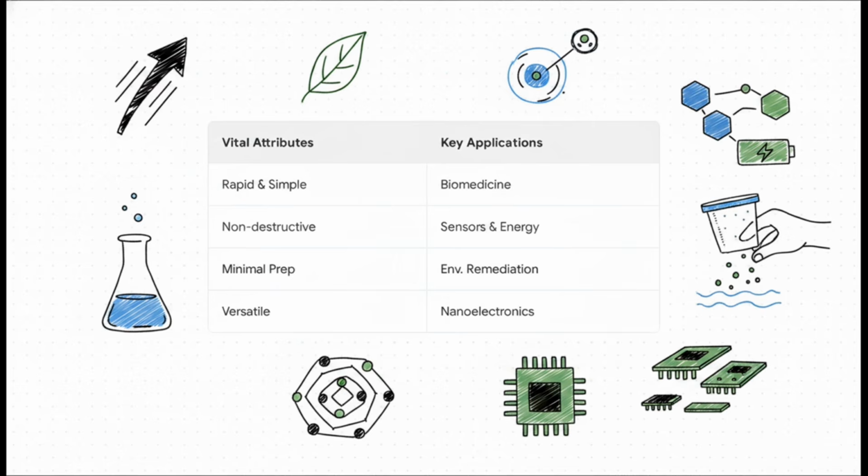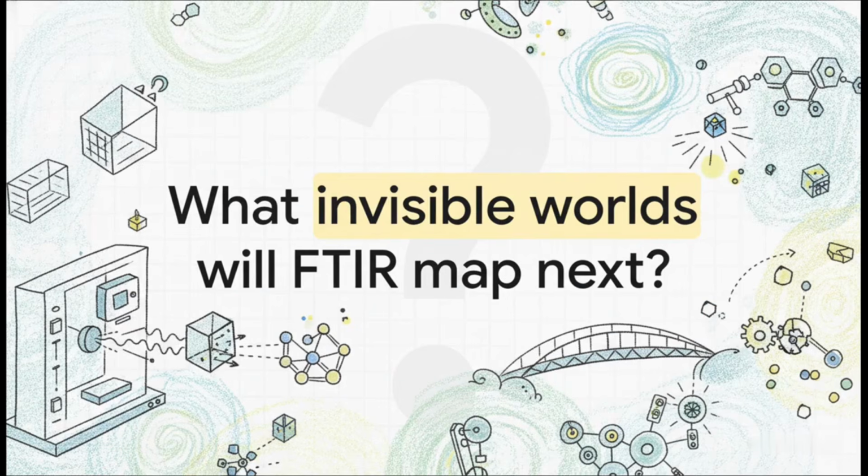It is the exact tool that ensures drug delivery nanoparticles are perfectly engineered for biomedicine. It helps us design massively more efficient components for sensors and energy storage. It verifies the nanomaterials used to clean up pollution and environmental remediation. And it directly guides the development of smaller, faster nanoelectronics. FTIR isn't just a machine sitting in a lab. It's the fundamental bridge between theoretical chemistry and functional, real-world nanotechnology. It gives us the power to build with absolute confidence in a realm we cannot even see.